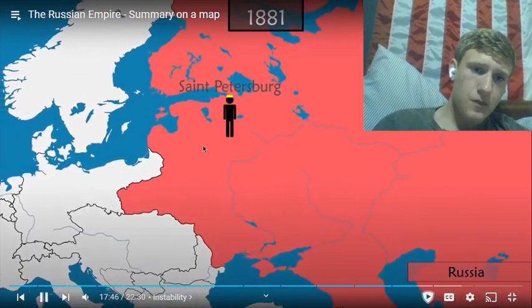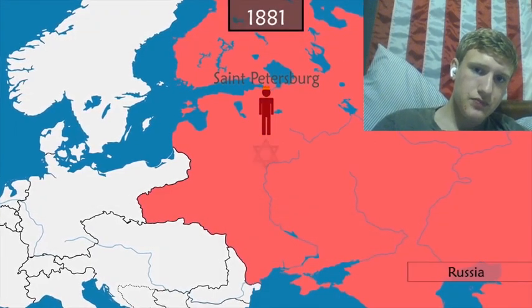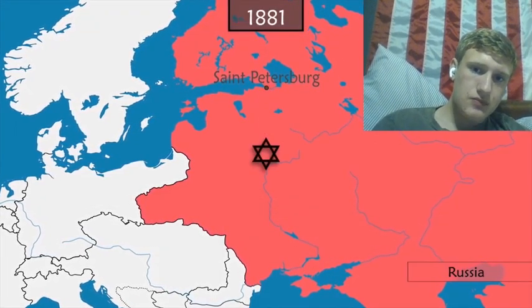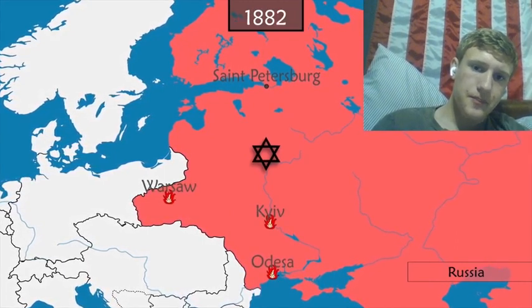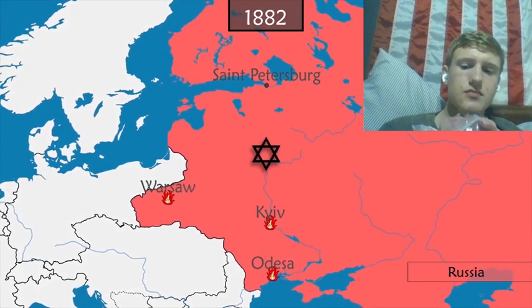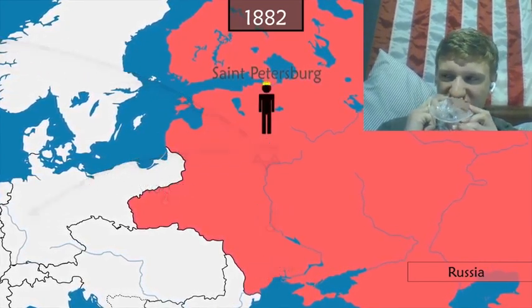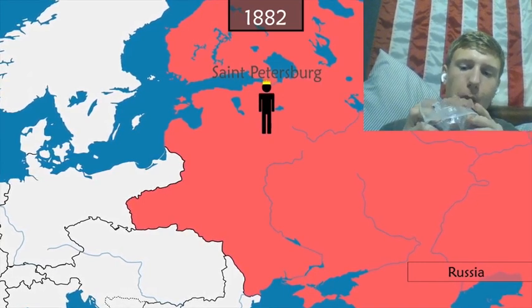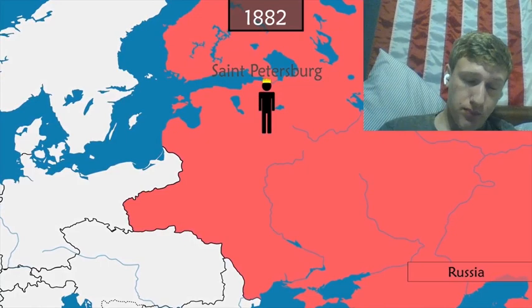After several failed attempts, the emperor is assassinated in 1881. Jews are accused of being involved in the attack, which provokes a wave of pogroms throughout the country and pushes millions of Jews to flee to Europe and the United States. The new emperor, Alexander III, wants to revise his father's reforms and restore a strong autocracy.